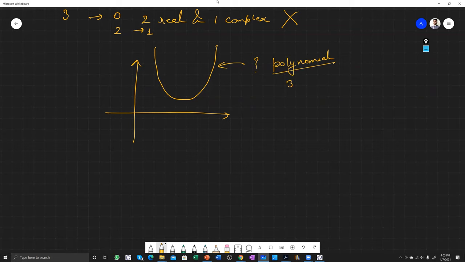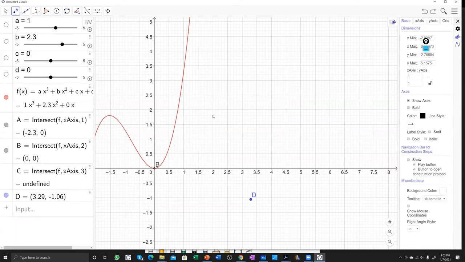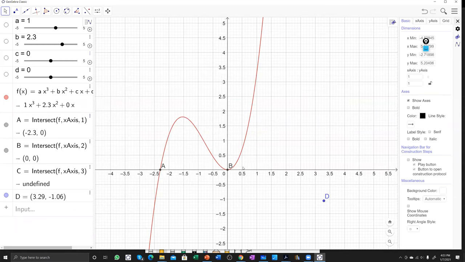Can it be three? It will never be three. Why? Because a polynomial of degree three will have at least one real root. We just proved that at least one real root has to be there. Understood? Yes or no? You tell me. Yes, sir. Not three complex roots. If it is a polynomial of degree three, it will cut the x-axis come what may, at least once. Got it? Okay, sir.